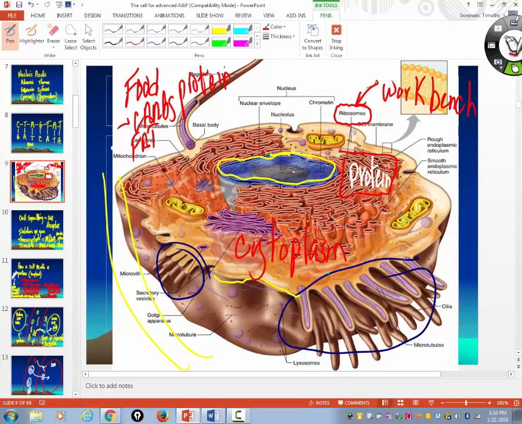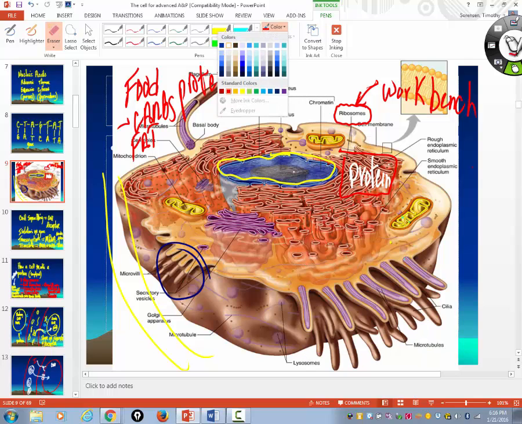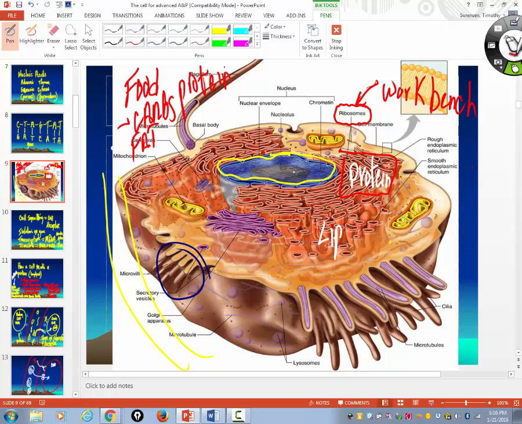So we got protein covered. What else we got to make? Well, how about fat? You make people fat, people lipid, in the smooth endoplasmic reticulum.